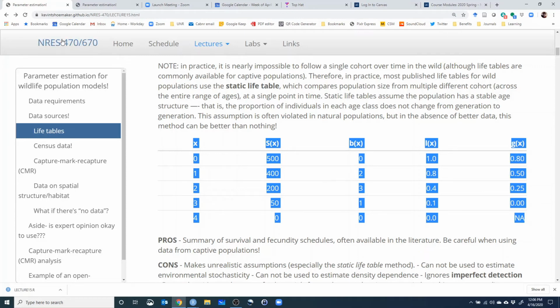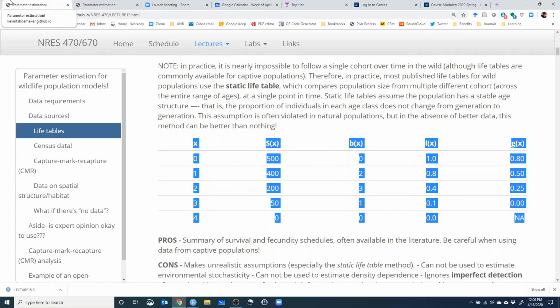So in practice, most published life tables for wild populations are called static life tables, in which we basically look at the different age classes or stage classes for this population at a single point in time. So it's called a static life table, and we're looking at the population size of 1-year-olds, 2-year-olds. If we can age individuals in the population, we're going to look at a single point in time and try to construct a life table just based on the data from that one point in time.